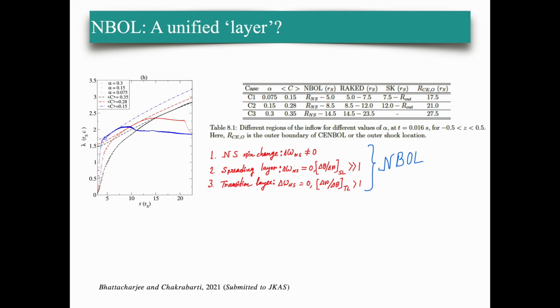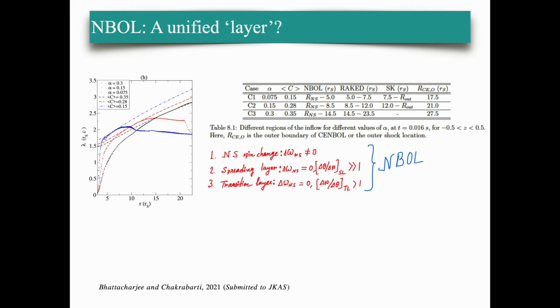Now the N-ball, or normal boundary layer in our terms, is the unifying layer that we are talking about. Now why am I calling it the unifying layer? Because there are three approaches that people have taken in explaining the angular momentum readjustment on the star surface.